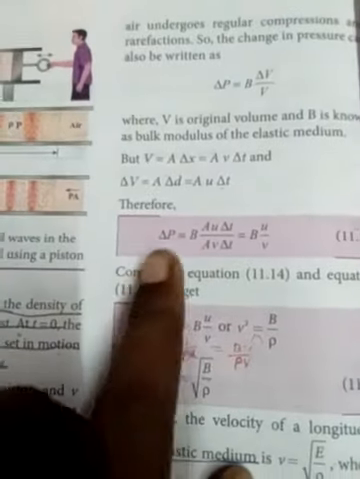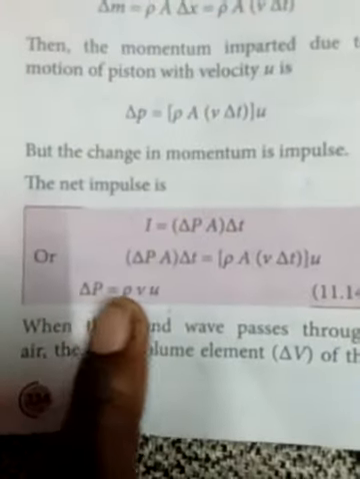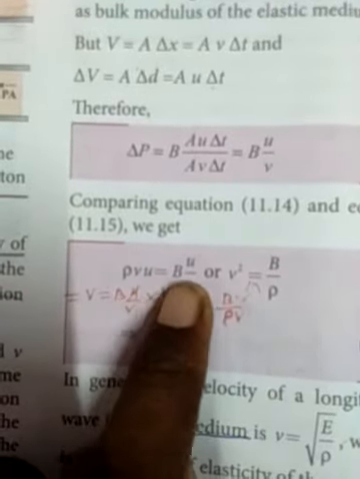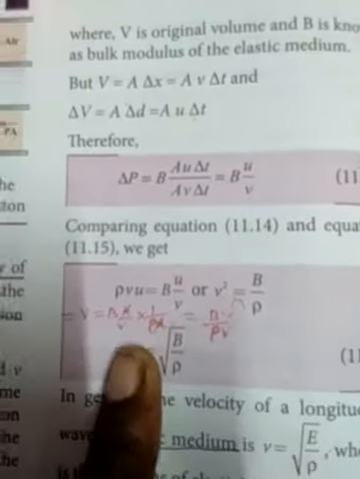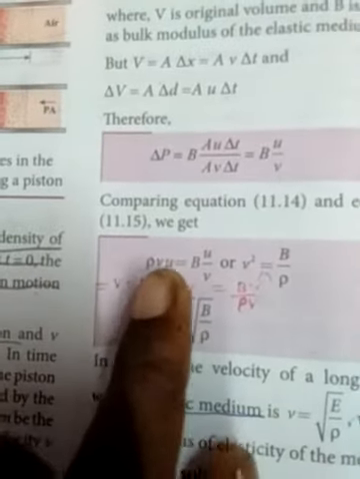Okay? Next you see that del P equals B u by v. Del P value we have already found: del P equals rho v u. So this value you have to substitute here. Del P has the value rho v u equal to B u by v. After substituting, how do you simplify? We want the v value only. So v equals, u on this side, rho u moving to the opposite side, it becomes a divisor.